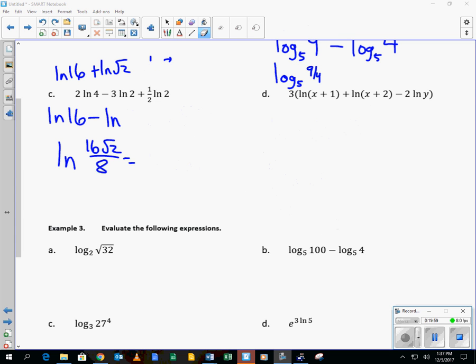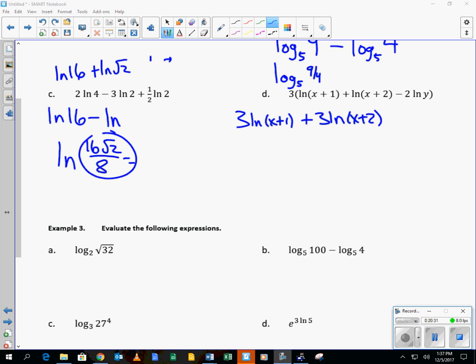Okay, I'm going to distribute the 3 through. 3 natural log of x plus 1. Question, sorry. Like this? I would ask that if you can simplify something, please simplify it. Because it may end up working out to be something nicer, which we'll see in this next example after we do D. Okay, so I distribute the 3. I get 3 natural log of x plus 1 plus 3 natural log of x plus 2 minus 6 natural log of y. What do we want to do then?